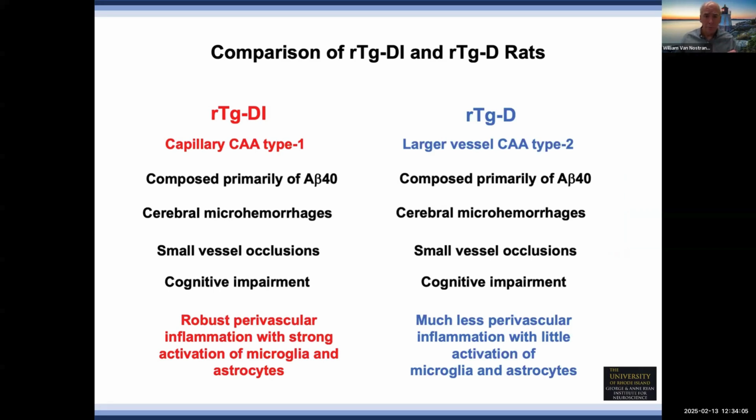So again, I bring up the slide I showed earlier to emphasize that these are two very different vascular beds: capillary CAA type 1 here, and larger vessel CAA type 2 here. They have some common features, and also some strikingly different features, particularly with regards to inflammation.